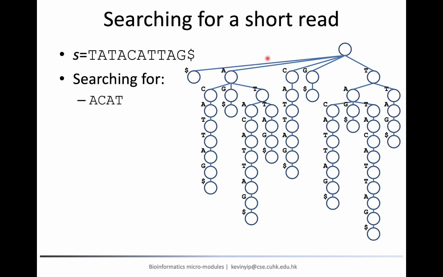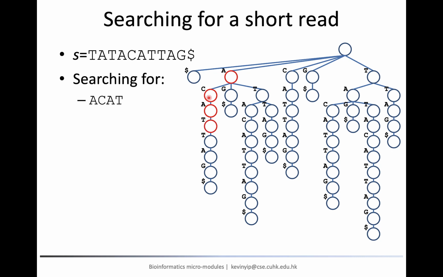For example, suppose we want to search for ACAT. Starting from the root node, we first ask whether among the children of the root there's an A node. The answer is yes, so we move there. Then we ask whether among the children of this node there is a node that corresponds to the next character of the query, which is C. The answer is also yes, so we move there. In the same way, we next look for A among the children of this node, and then T among the children of that node.